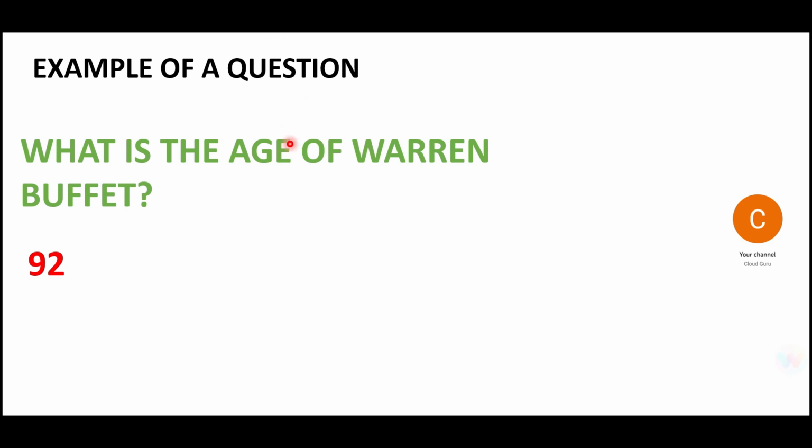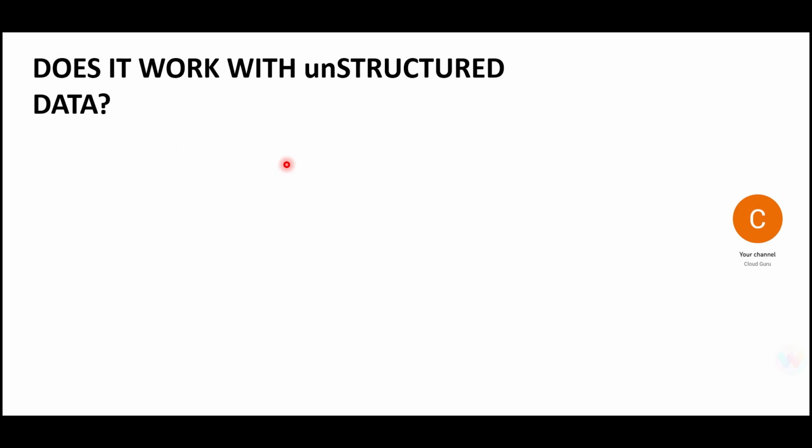He celebrated, I think a couple of days back, his 92nd birthday, where Bill Gates, who is Warren's good friend, wished him. Now, does it work with unstructured data? This is a question which nowadays everybody asks. Structured is fine. Structured means something in a database like RDS, Redshift, and so on. But does it work with unstructured data?